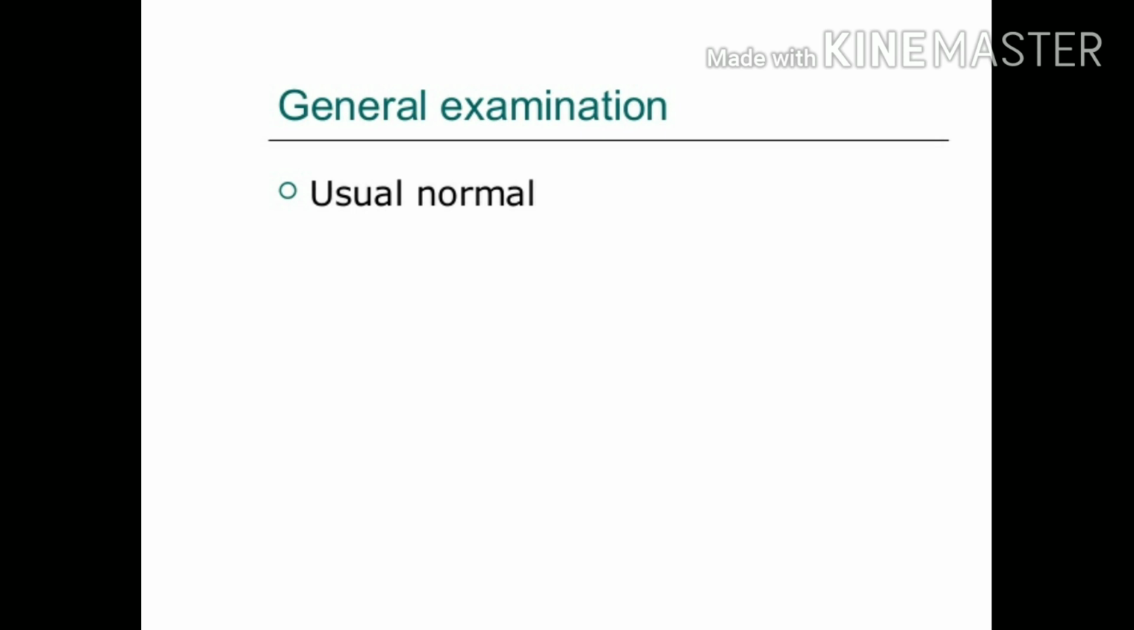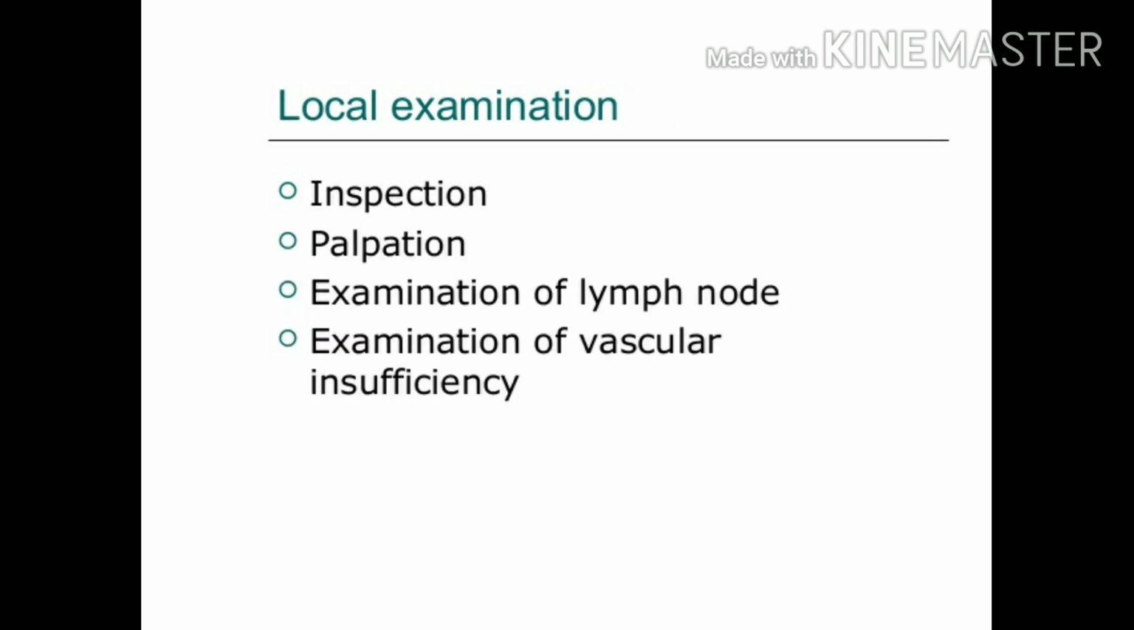Starting with the general examination, it will include whether the patient is anemic, whether he is icteric, pallor, clubbing, icterus, cyanosis. These general examinations will be included in this part. Then coming to local examination, which will include inspection, palpation, examination of the lymph nodes, and examination for any kind of vascular insufficiency, which may also lead to ulceration or ulcer formation.